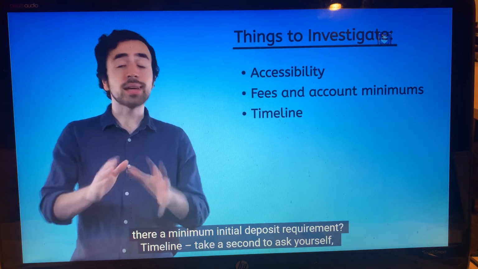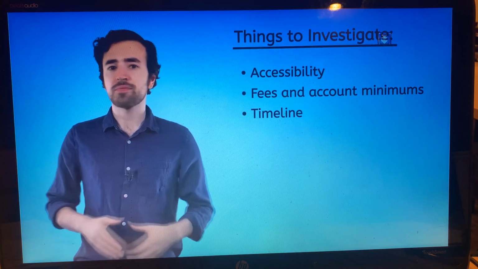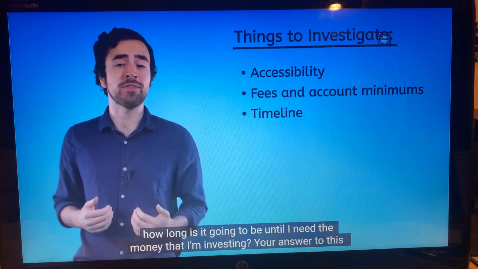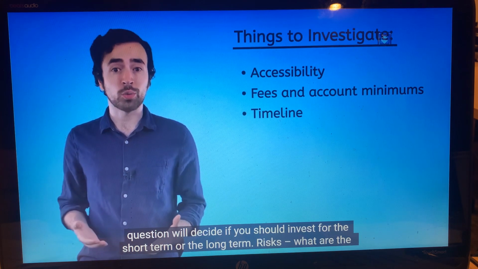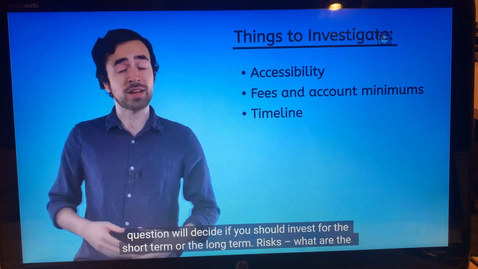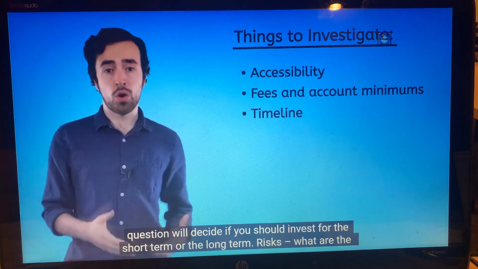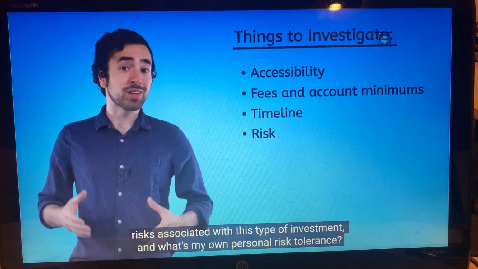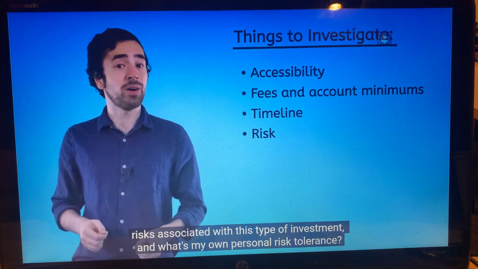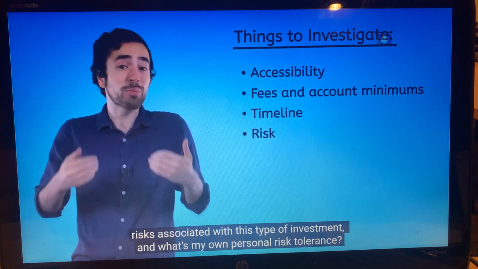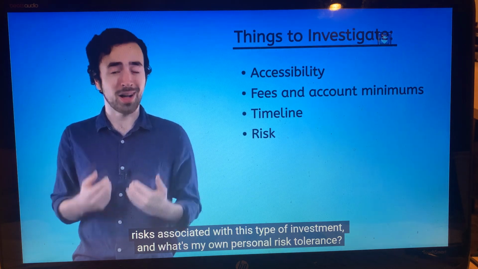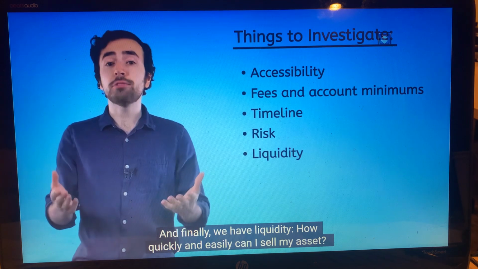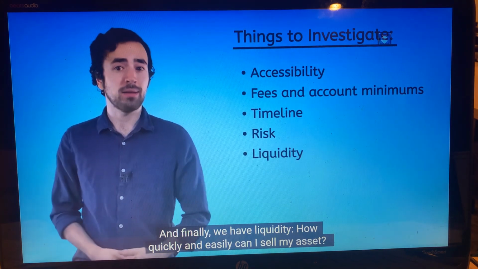Timeline. Take a second to ask yourself, how long is it going to be until I need the money that I'm investing? Your answer to this question will decide if you should invest for the short term or the long term. Risks. What are the risks associated with this type of investment? And what's my own personal risk tolerance? And finally, we have liquidity. How quickly and easily can I sell my asset?